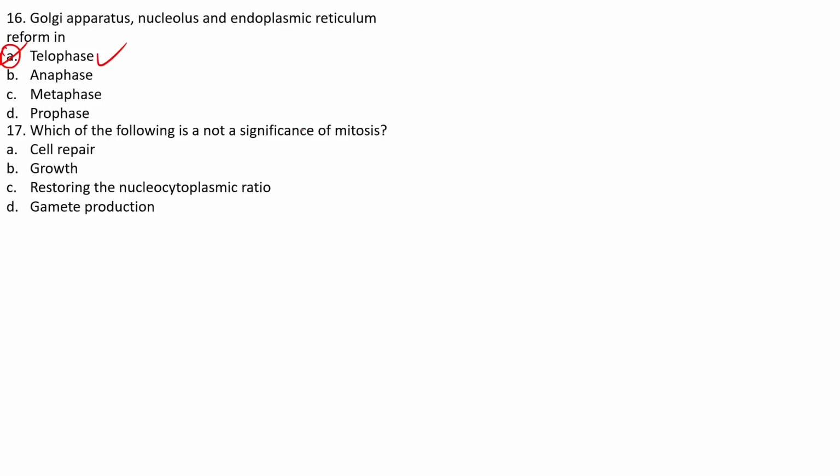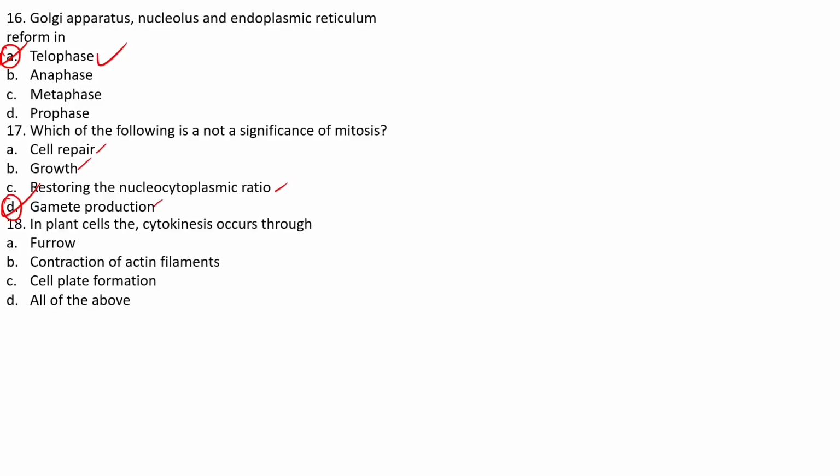The next question, Golgi apparatus, nucleolus and endoplasmic reticulum reform in telophase, anaphase, metaphase or prophase? We all know they reappear in the telophase, hence A is going to be our right answer. The next question, which of the following is not a significance of mitosis? Cell repair, cell growth and restoring of the nucleocytoplasmic ratio, or gamete production? No, gamete production is not a part of mitosis. It is actually the significance of meiosis. So D is going to be our right answer for this question.